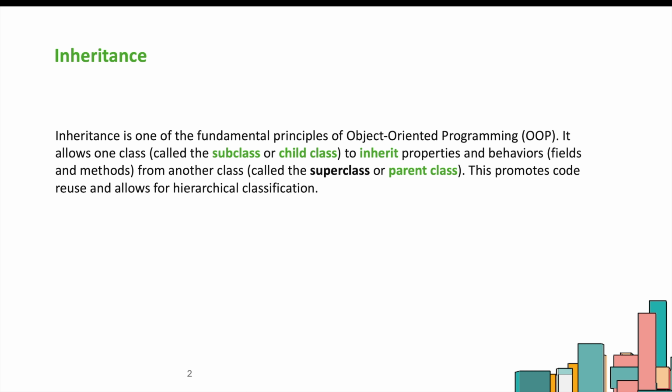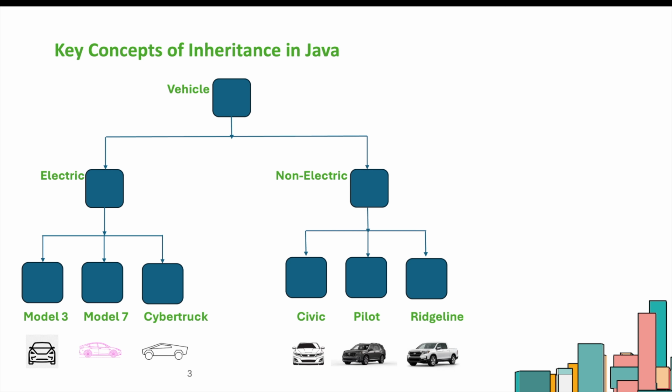Before that, we should know what a superclass is and what a subclass is. In the definition, you see a subclass, nothing but a child class, will inherit properties from the superclass, nothing but the parent class. If you look at this diagram, we have Vehicle as a class, Electric as a class, and Model 3, Model 7, Cybertruck, and non-electric Civic, Pilot, Ridgeline. These are the other classes.